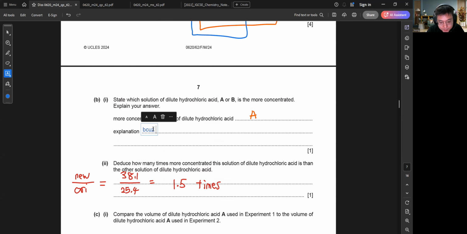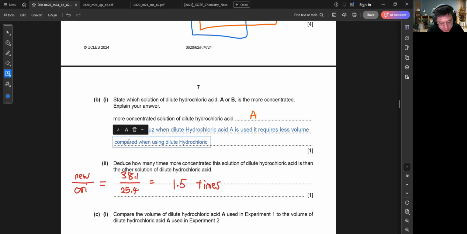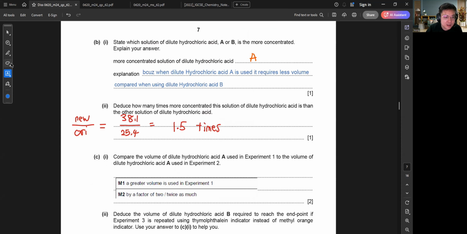Because when dilute hydrochloric acid A is used, it requires less volume compared to when using hydrochloric acid B. So just write that in, you get your marks.